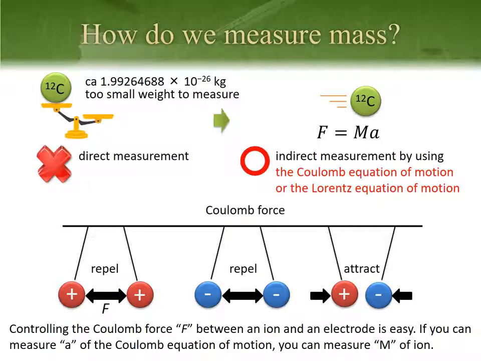Please be notified that the Coulomb force and the Lorentz force are at work only for electrically charged particles, not for neutral molecules. Thus, we must ionize neutral molecules first, to measure by mass spec. Controlling the Coulomb force, F, between an ion and an electrode is pretty easy. If you can measure the acceleration, a, of the Coulomb equation of motion, you can measure the mass, m, of the ion. This is the indirect measurement method for a small-weight ion, by using the Coulomb equation of motion.